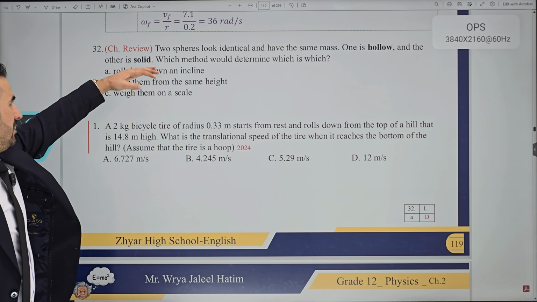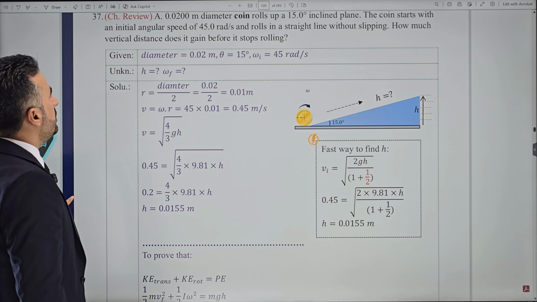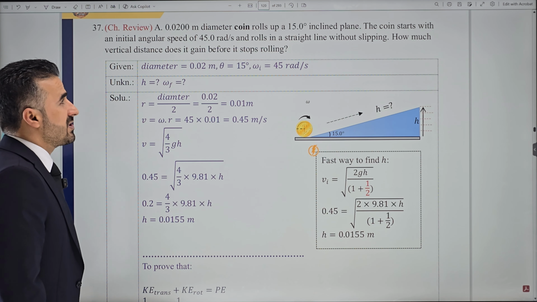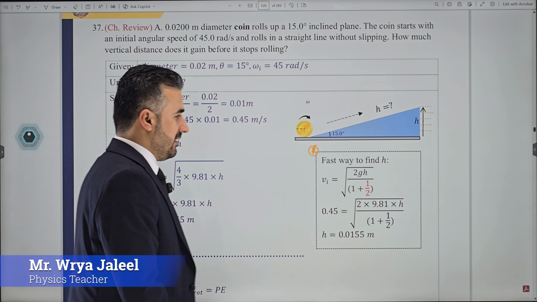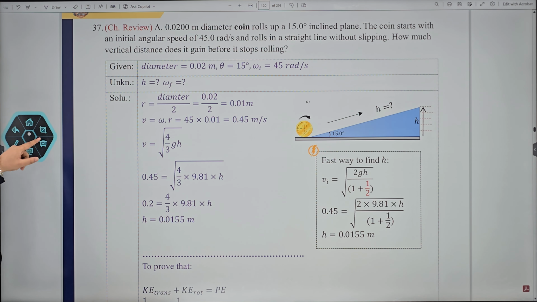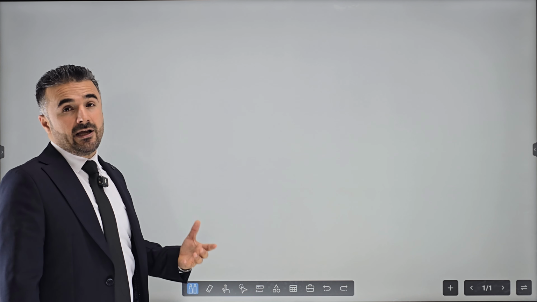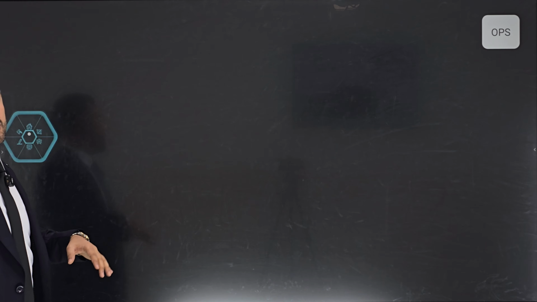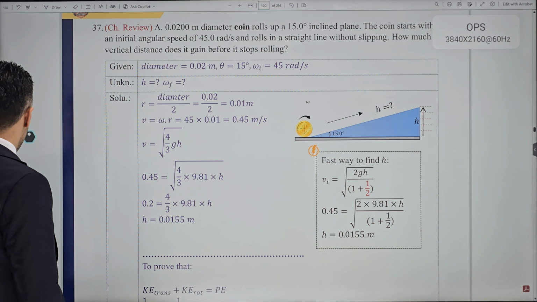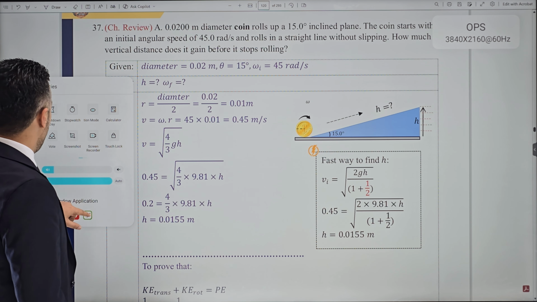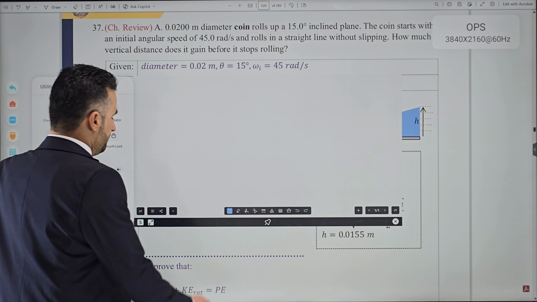This is the same as the previous questions, I believe. You could do that yourself in here. There's another question here, says, a 0.02 meter diameter coin rolls up a 15-degree incline. This one is a little bit different than the previous questions. All the previous questions that we had, the objects were rolling down, right? But this one, the object is rolling up. It is going upward instead of going downward here. That'll be one of the key differences between what we had before and this one.